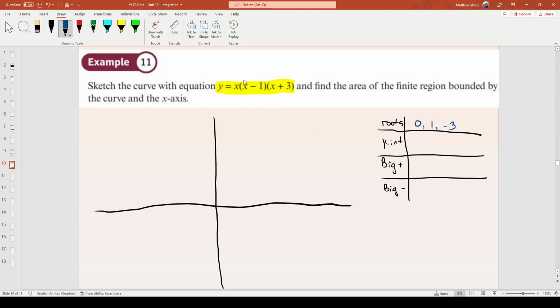Now, the y-intercept is when x was 0, so that'd be 0, that'd be minus 1, and that would be 3. If x were equal to 0, so 0 times minus 1 times 3, well, it's 0. Crosses it at 0. Okay, big positive. You need the dominant term for that.